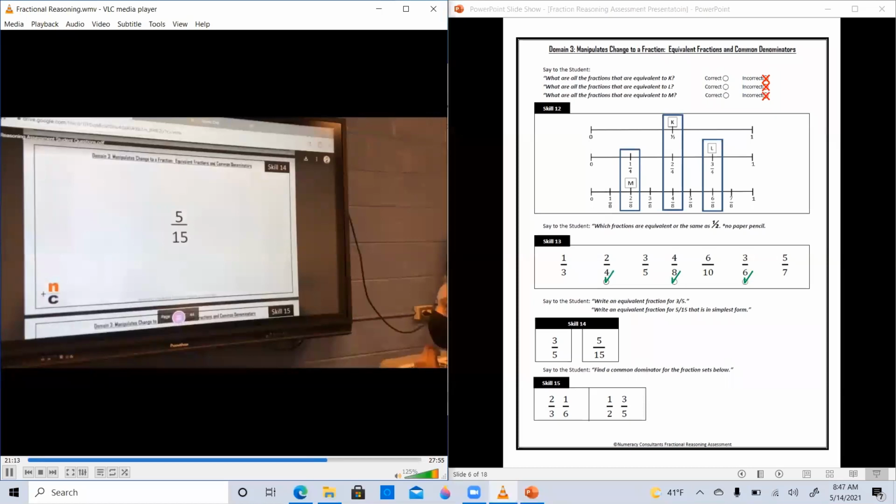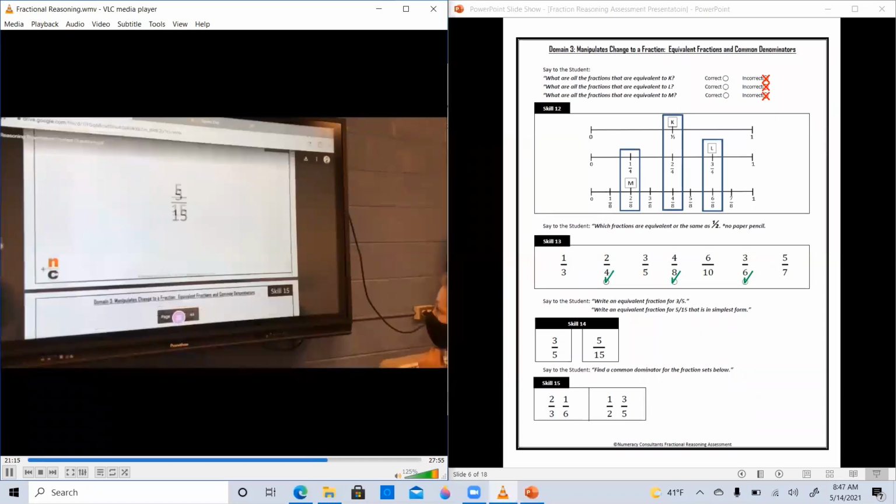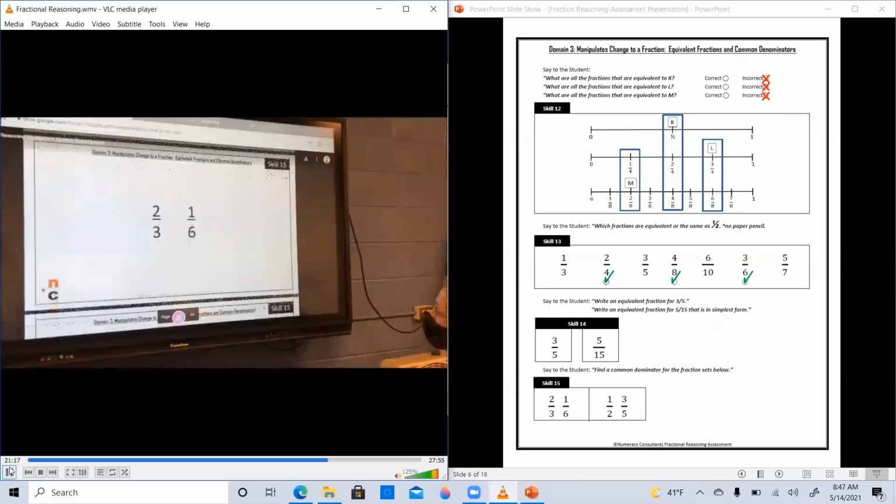3/5. 3/5. Okay. So what happens now is he gets skill 14 wrong. We go to skill 15 and I ask him, can he find an equivalent fraction?